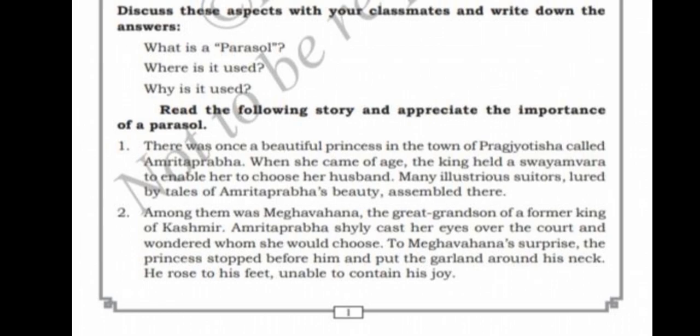There were many illustrious suitors, that means princes, who had heard about Amrita Prabha's beauty, and they came to the Swayamvara. Among them was Meghavahana, a great grandson of a former king of Kashmir. Amrita Prabha shyly cast her eyes over the court and wondered whom she would choose. Then she went to Meghavahana, took a garland and placed it around his neck, and he stood up. He was very surprised that he was chosen and was unable to contain his joy.